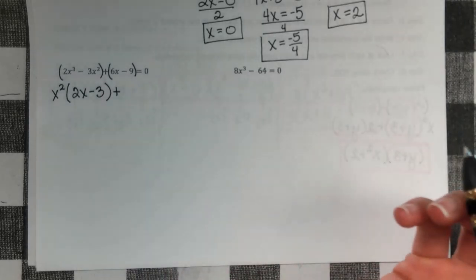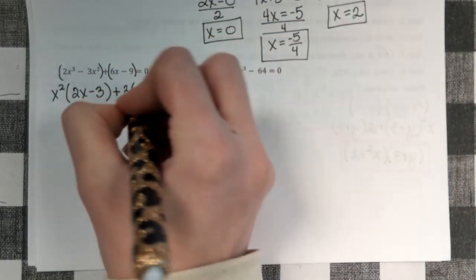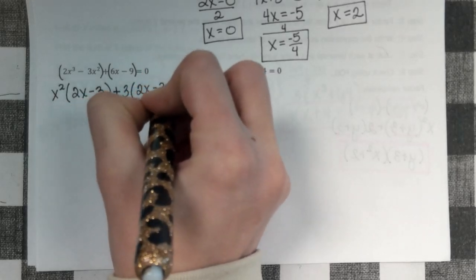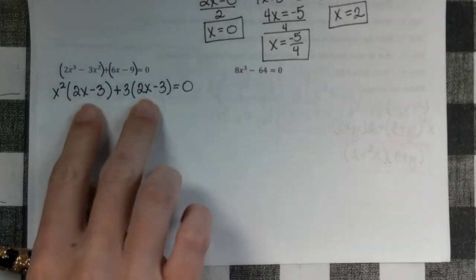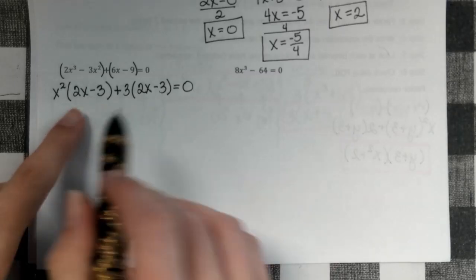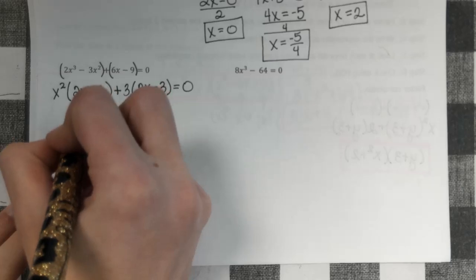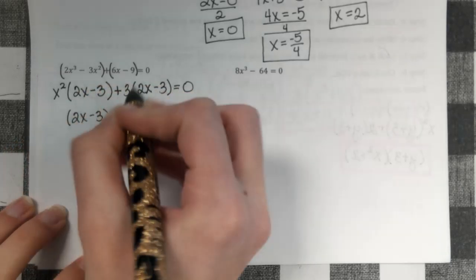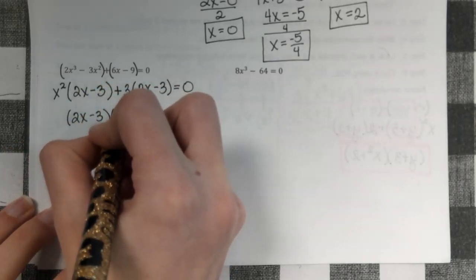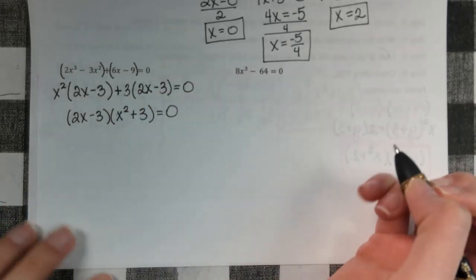Then between 6x and 9, what could I take out? A 3. And that leaves me with 2x minus 3. If you take out a GCF and those two don't match, then you did something wrong with your math. But do not assume that they will always match. So now 2x minus 3 and 2x minus 3, I take that out as my GCF. And that leaves me with what? X squared plus 3, equal to 0.